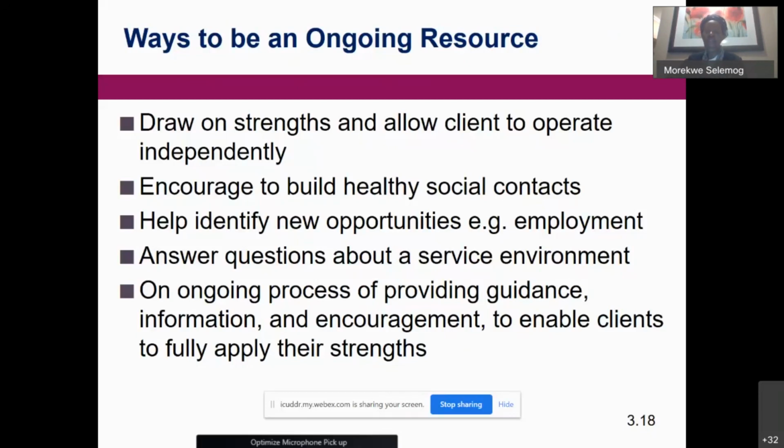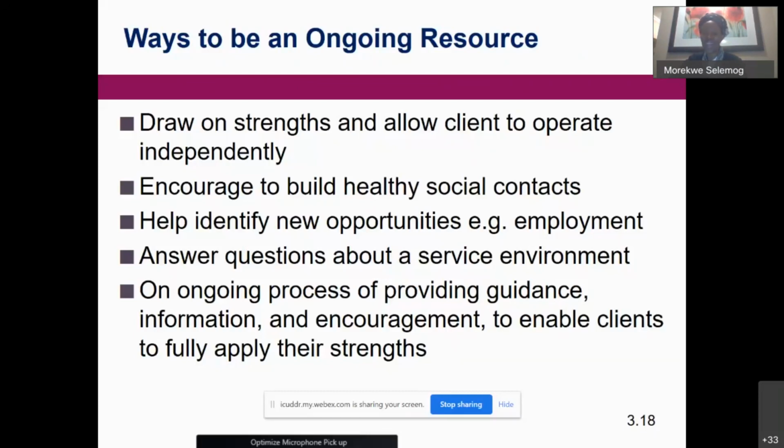You also have to be in a position to answer questions about a service environment. This is very important for case managers because you don't want just to refer somebody to a service when you don't have adequate answers about the services that you are referring them to. You want to provide guidance. You want to have enough information. And sometimes when you don't have it, you go out of your way to get that information for the client.